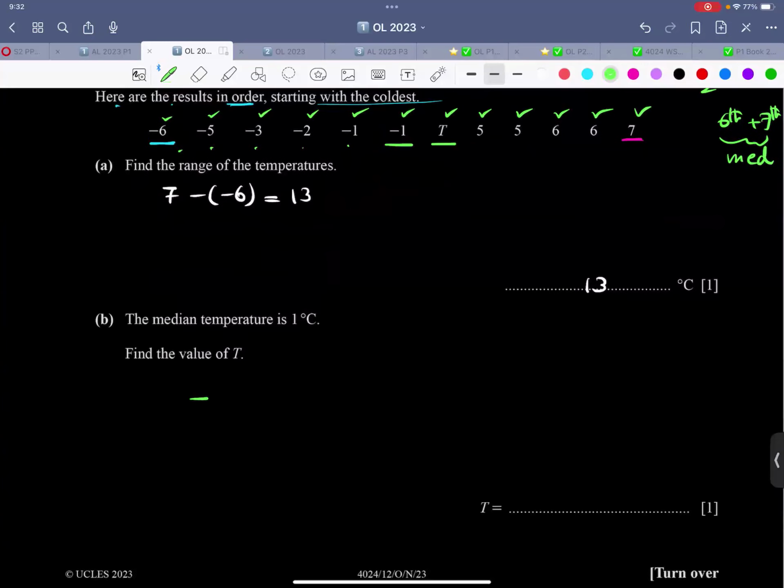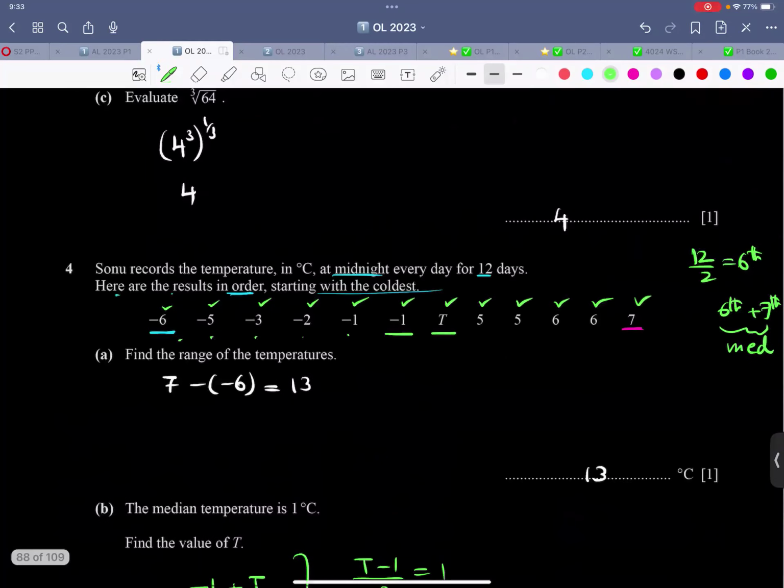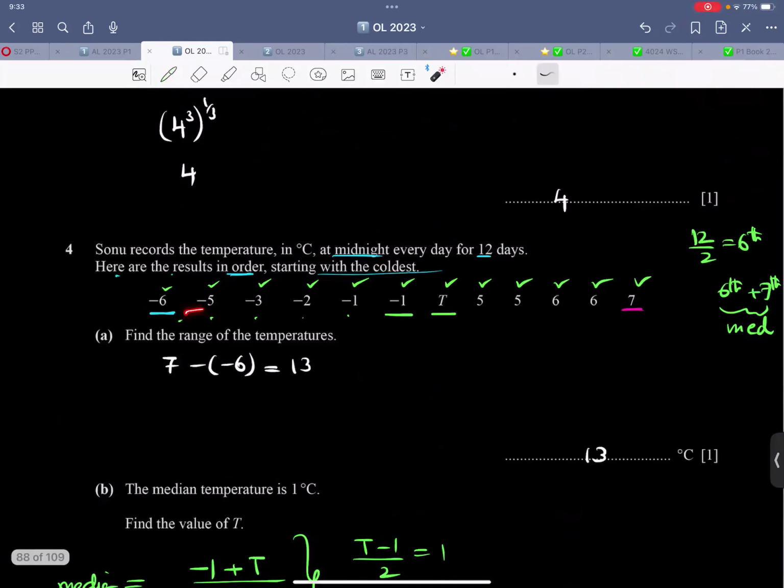That means negative 1 plus T divided by 2 should be the median value. And this median equals 1. So (T minus 1) over 2 equals 1. T minus 1 equals 2. T comes out to be 3. So the value of T is 3. It's the concept of median. If the median is being taken of an even number of values, we take the middle two values and we take the average. If it was an odd number of scores, we would just take the middle number and that would be the answer.